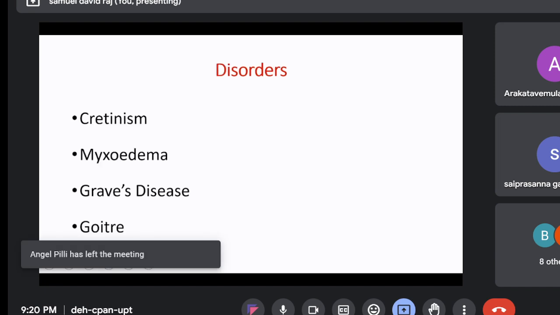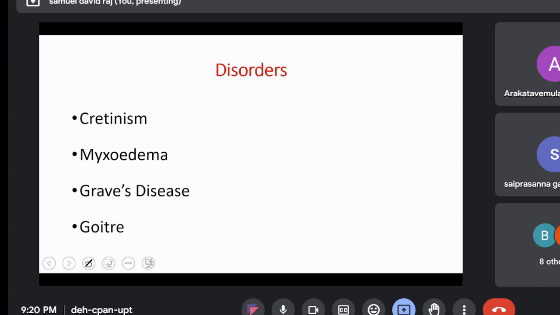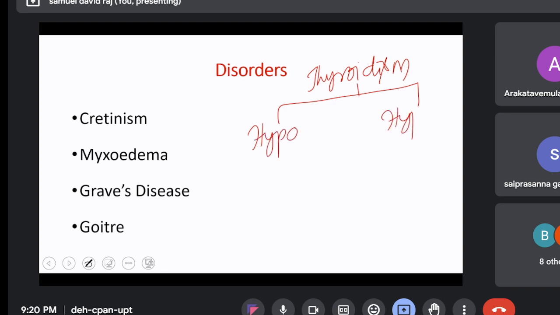Coming to the last and final topic, that is disorders associated with the thyroid gland. So the thyroid gland results in disorders called thyroidism. The thyroidism is of two types, hypothyroidism and hyperthyroidism. Hypothyroidism occurs when this hormone is secreted in low quantities.